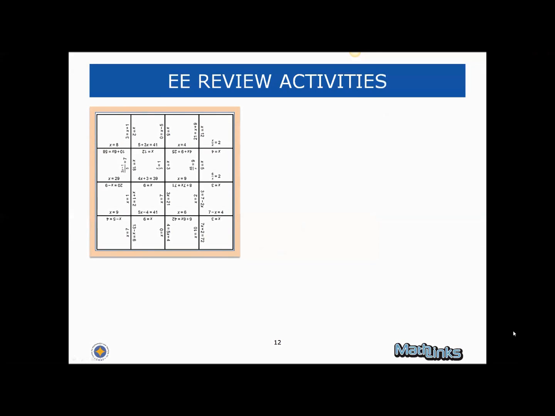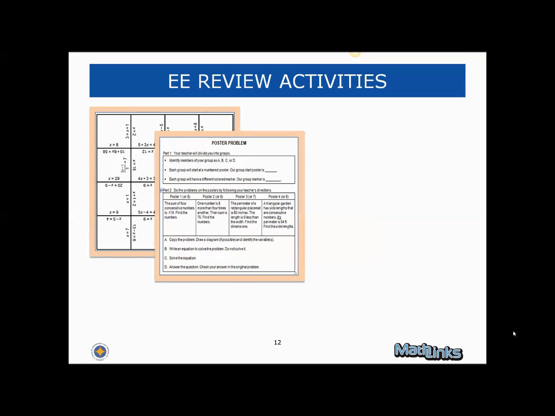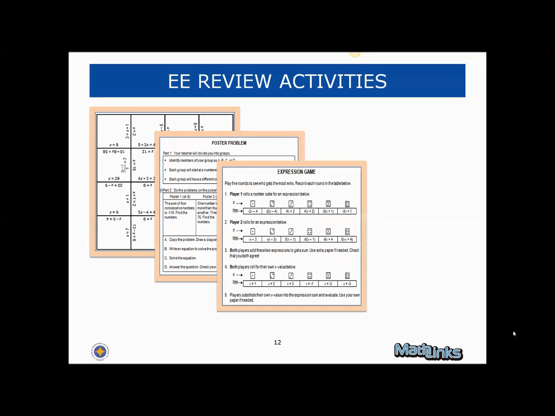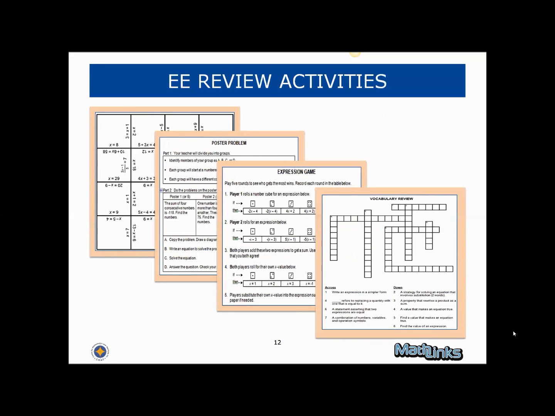Please be sure to do the review activities in these packets. Examples include a big square puzzle, a poster problem, and a number cube game. And every review section has a vocabulary crossword puzzle.